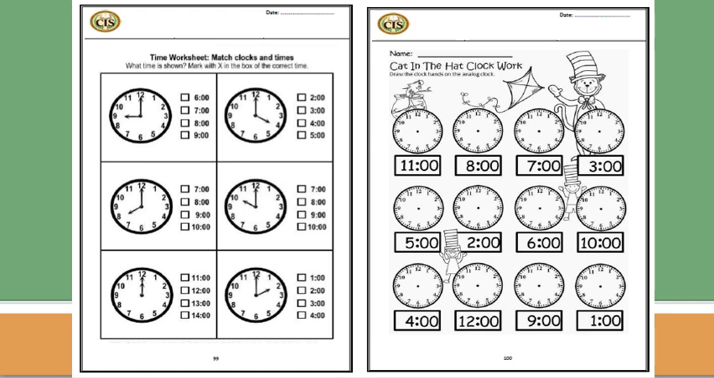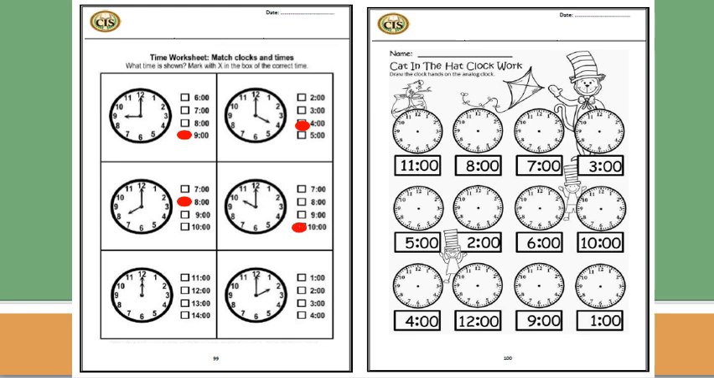First, the clock here, the short hand points to 9 and the long hand points to 12. So it means 9:00. 9 for hours, 0, 0 for minutes. Here the short hand points to 4 and the long hand points to 12. It means 4:00. Here the short hand points to 8 and the long hand points to 12. It means 8:00. Here the short hand points to 10 and the long hand points to 12. It means 10:00.